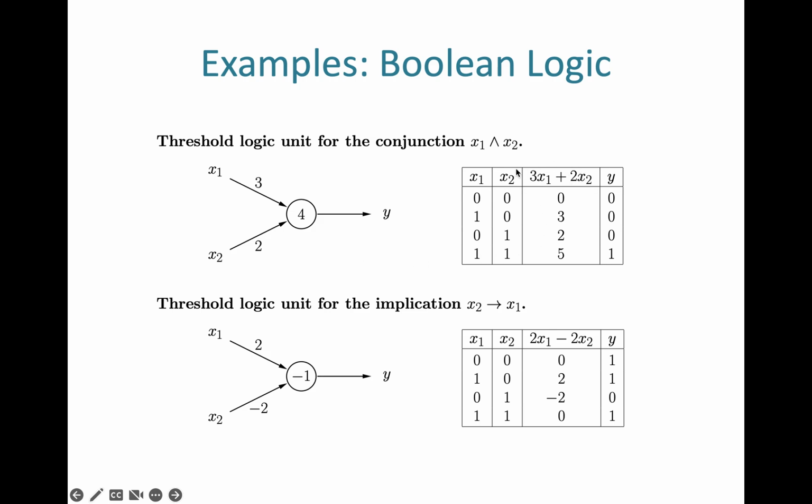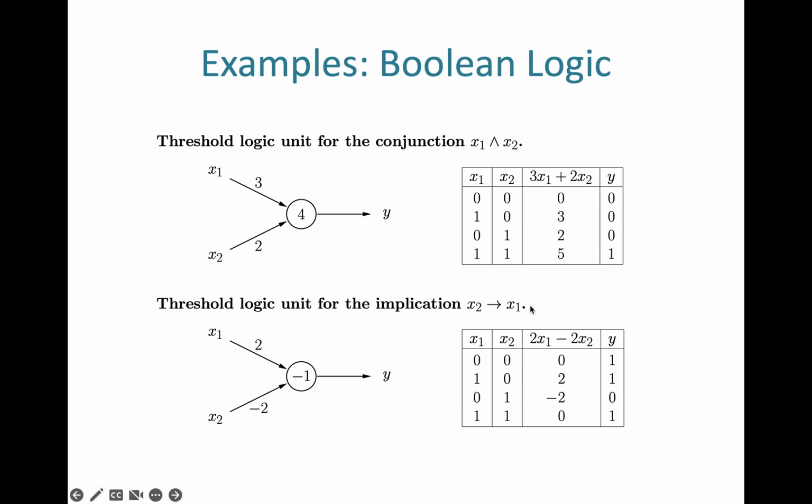And so what we do is that we can define something like this, okay? We can apply a weight of 3 to x1, a weight of 2 to x2, and then basically this summation here, if this sum is larger than 4, we'll output 1. If it's smaller than 4, we'll output 0. And this is a way of implementing the conjunction using a single neuron.